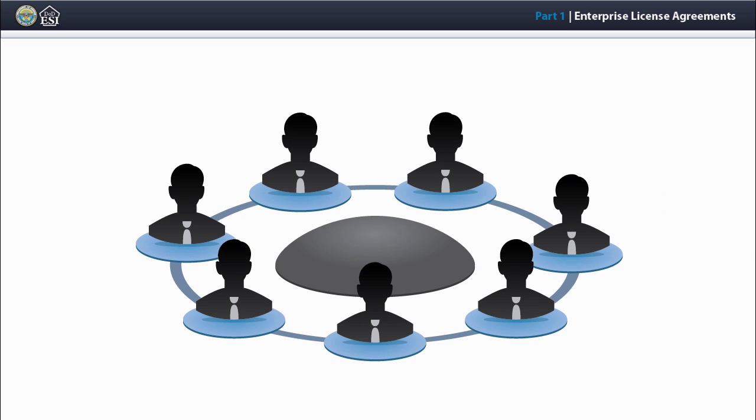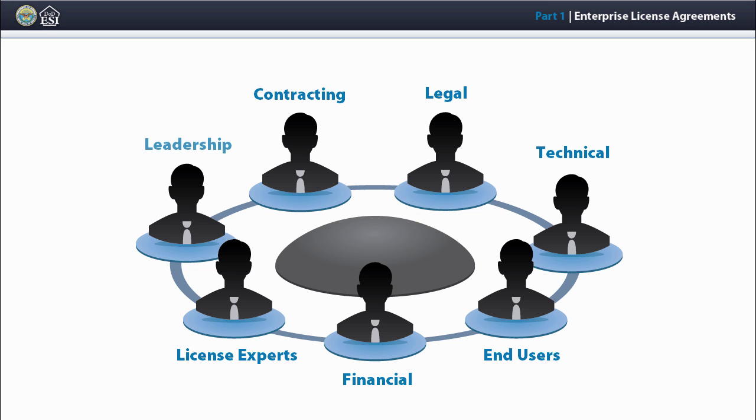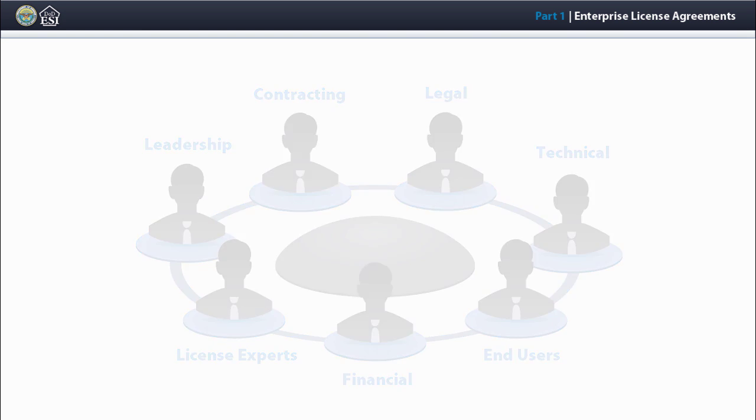When developing requirements and designing the enterprise license, the use of a cross-functional team is critical. The team should include a contracting official, legal expert, technical expert, end users, and someone with financial budget authority. Software license experts and leadership are particularly crucial for the ELA to be beneficial to the government.